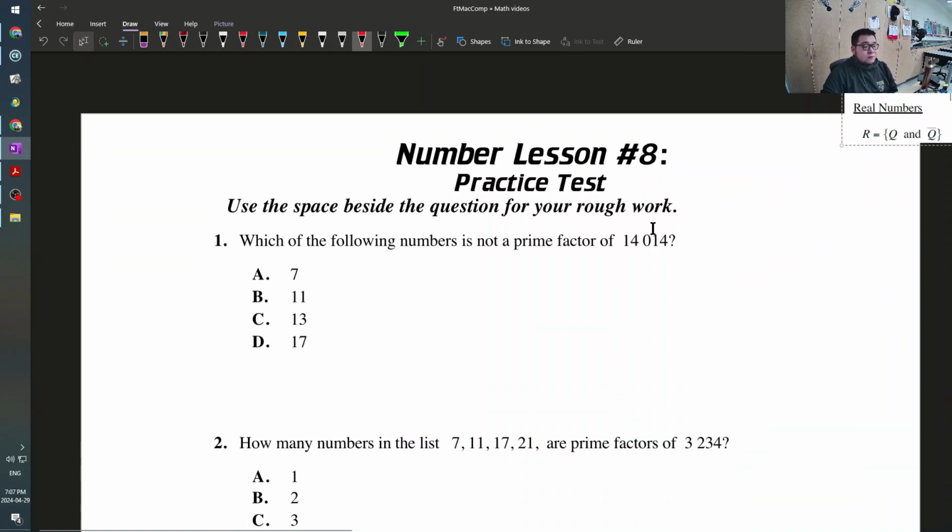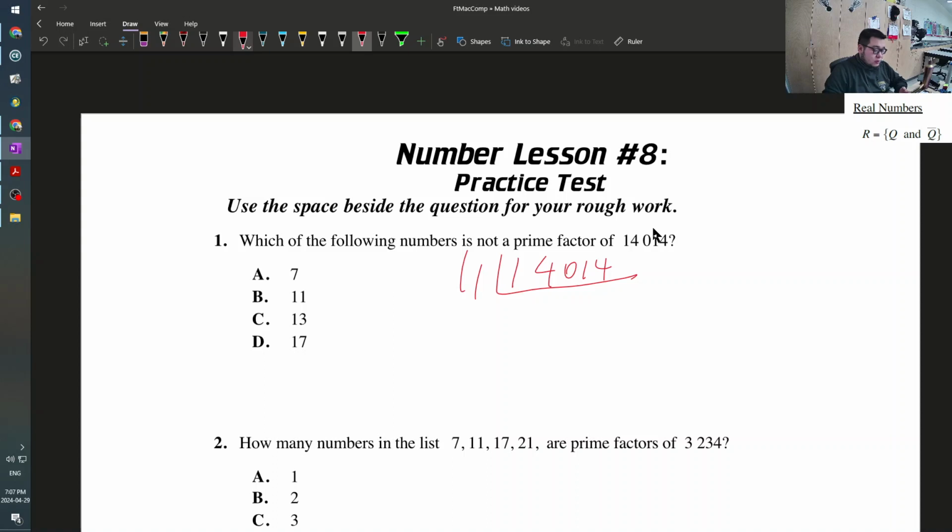Okay, 1. Which of the following is not a prime factor of 14104? So just a prime factor. We can just divide to see which one gives a whole number, but usually for these numbers, 11 is a factor, but we'll check.